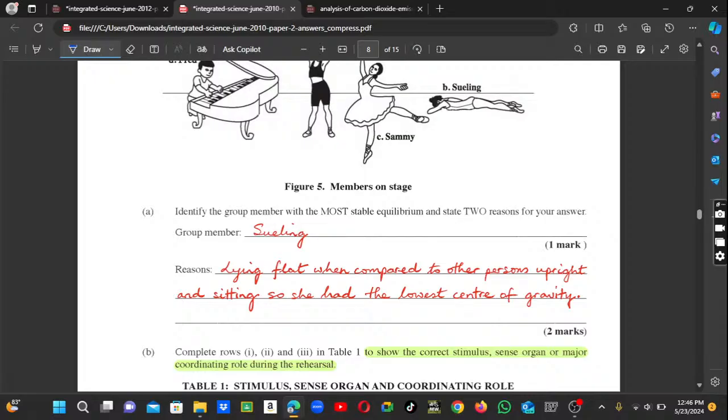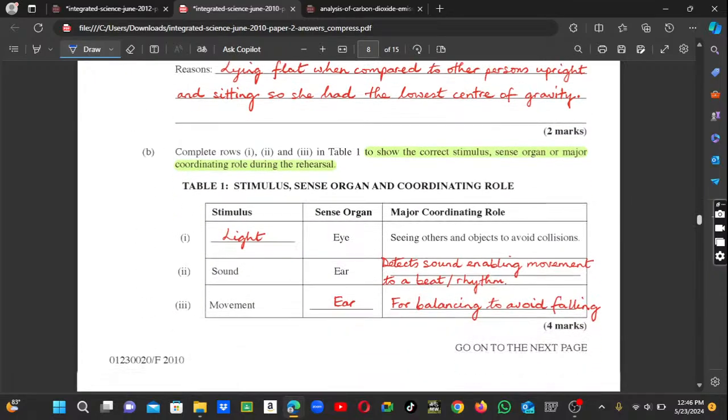They may ask you these names, guys. So you need to know what equilibrium is, and what a stable equilibrium is. Good. Moving on to the other question.